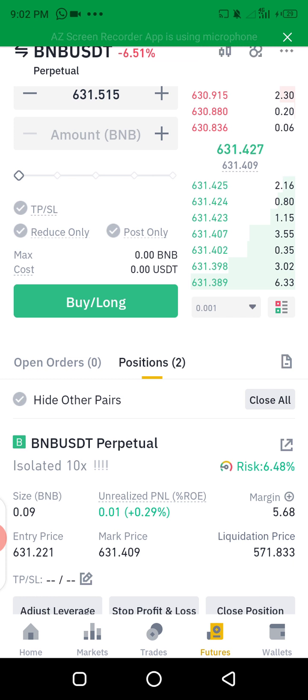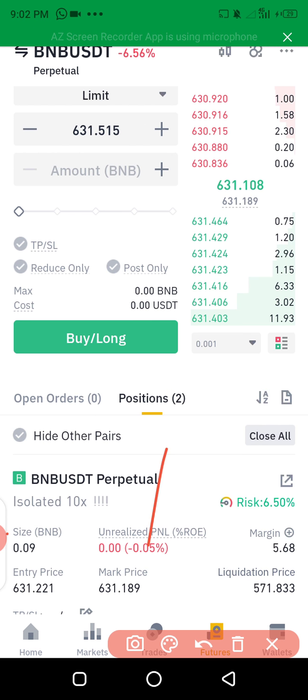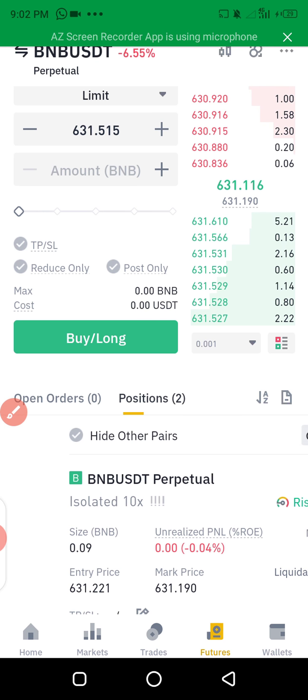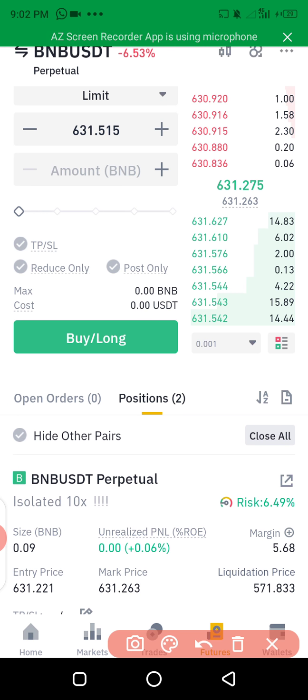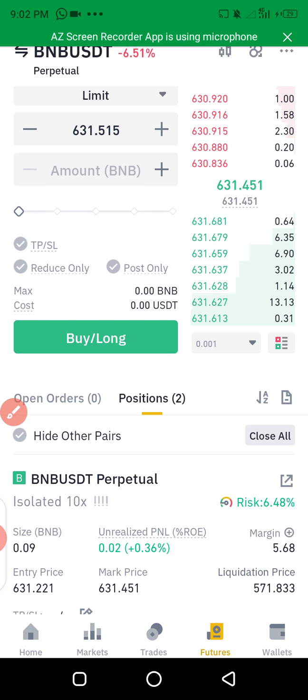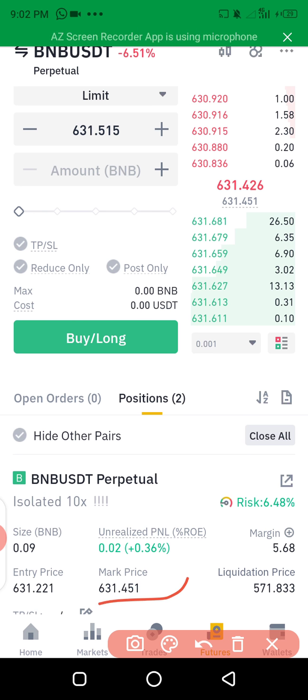Here's my entry price. As you can see, this is my entry price of $631. Here is the mark price of $631.4, and here is the liquidation price, because I decided to use 10 times leverage.